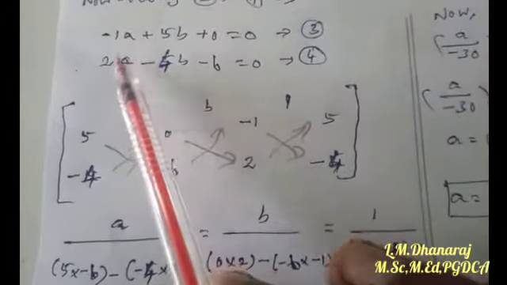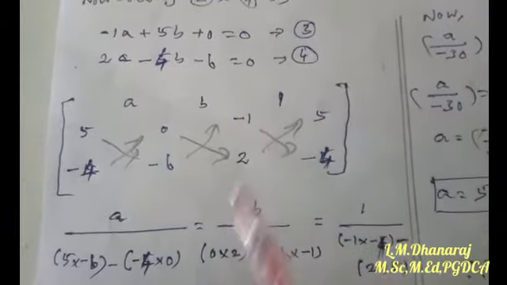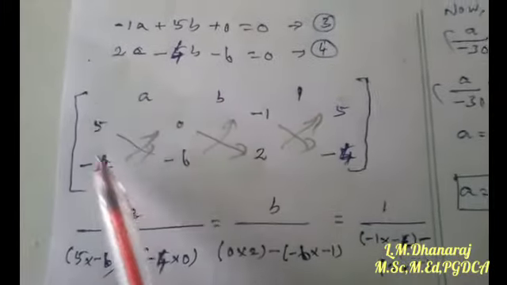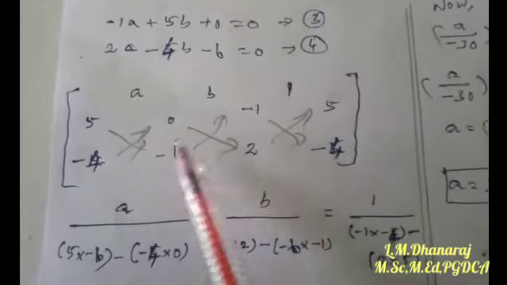Now for the a term, we write the coefficients of b and the constant. So the coefficients of b are 5 and -4, and the constant terms are 0 and -6. For b, we write the a term and the constant term. The constant term we have already written, so for the a term we write -1, 2. And for the constant term, we write the coefficients of a and b. So the coefficients of a we have already written, and for b it is 5 and -4. It is very simple to remember. First we write the b term, then the constant, then the a term, then the constant. So this is how we have to write.